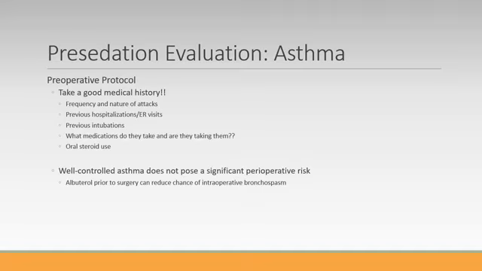Some other things are, have they ever been hospitalized or had to go to the ER? Have they ever been on chronic oral steroid therapy? These are signs that suggest that the patient's asthma is very severe. And if it's severe enough, maybe it's not a case that I want to do in the office. Maybe it's a case that needs to be referred to the hospital.